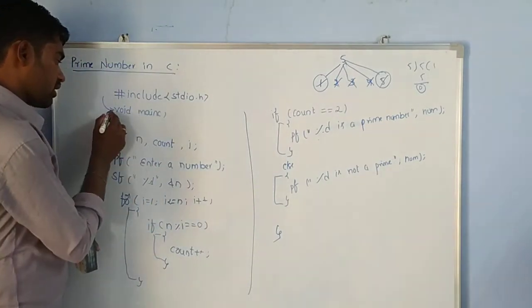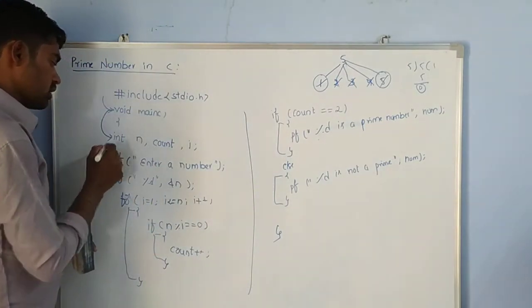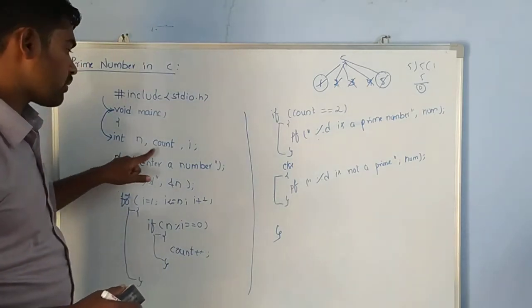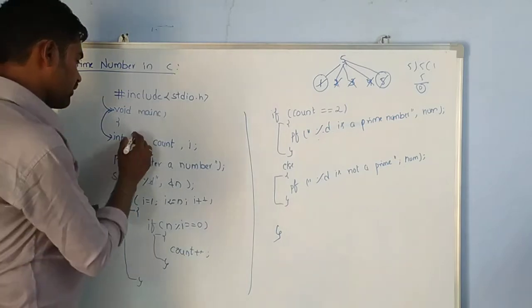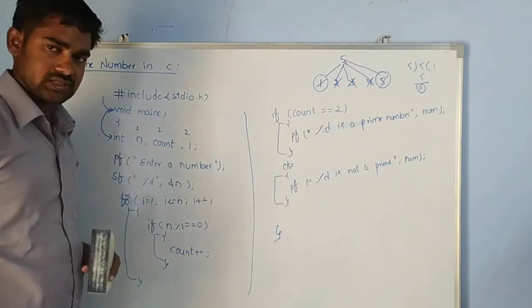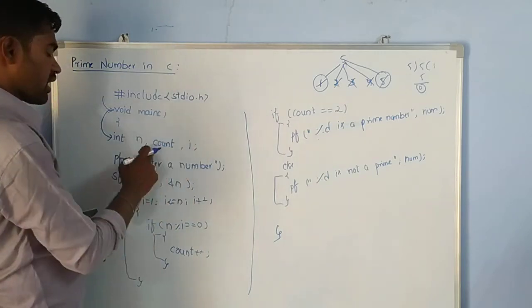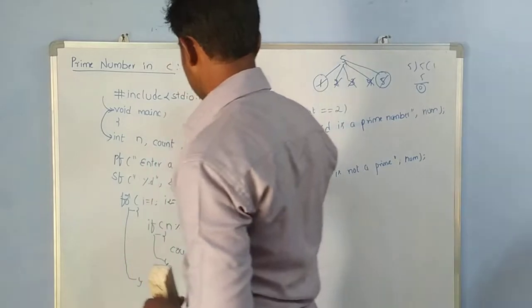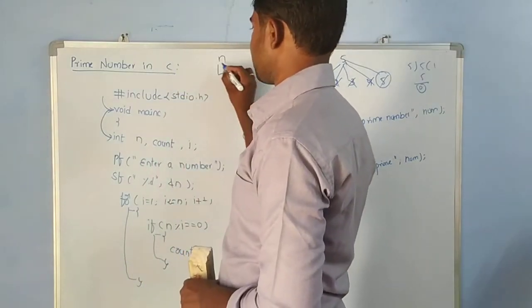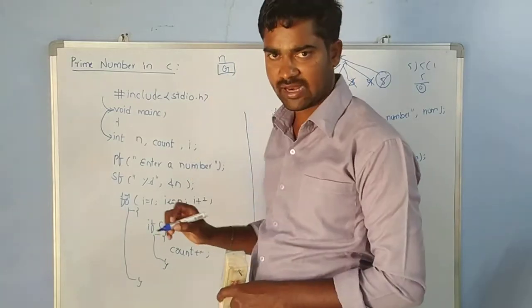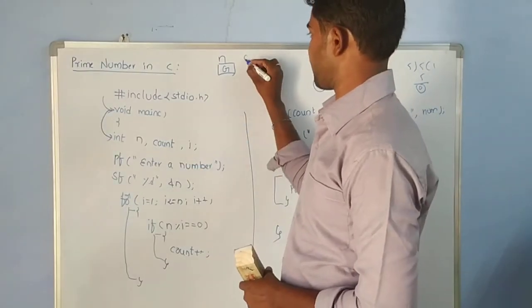After that, it moves to the declaration stage. Here, how many bytes do we require? For n we require 2 bytes, for count 2 bytes, and for i 2 bytes. Now n gets memory allocation with 2 bytes, and it initially has a garbage value. Count also gets memory allocation.